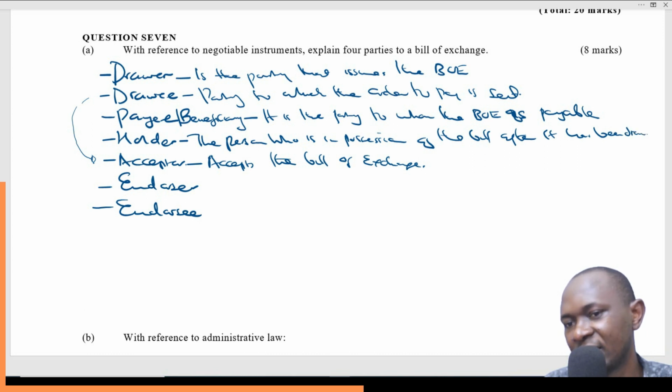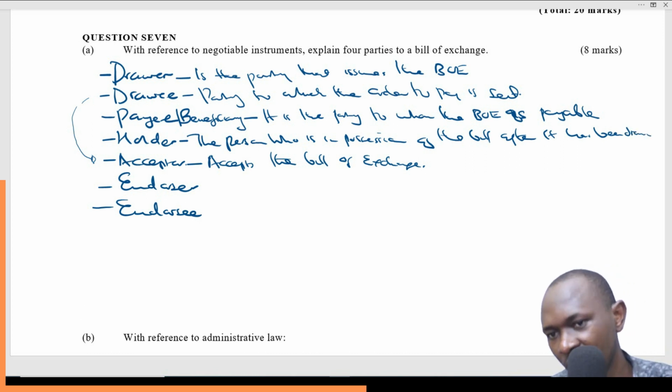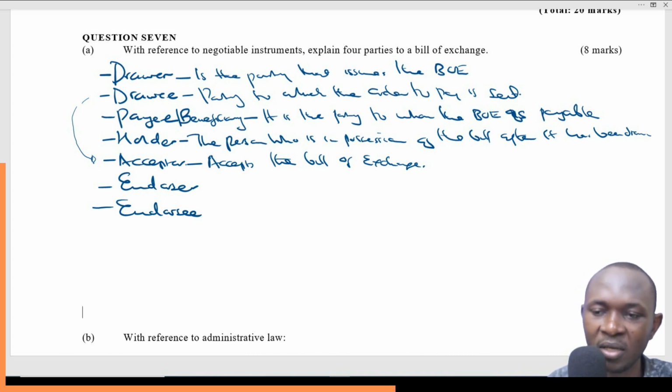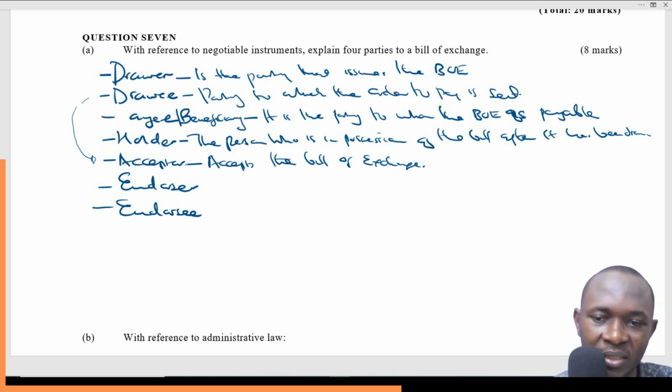So we've said it's the drawer who will do the bill of exchange or the check. Then either it will be received by the payee or the holder. It can be received by either the payee or the holder. The holder is the person who is in possession of the bill after it has been drawn. So he can be in possession, but it doesn't mean that he will be the beneficiary. Maybe he's just receiving on behalf of the payee. So either the payee or the holder will receive the bill from the drawer.